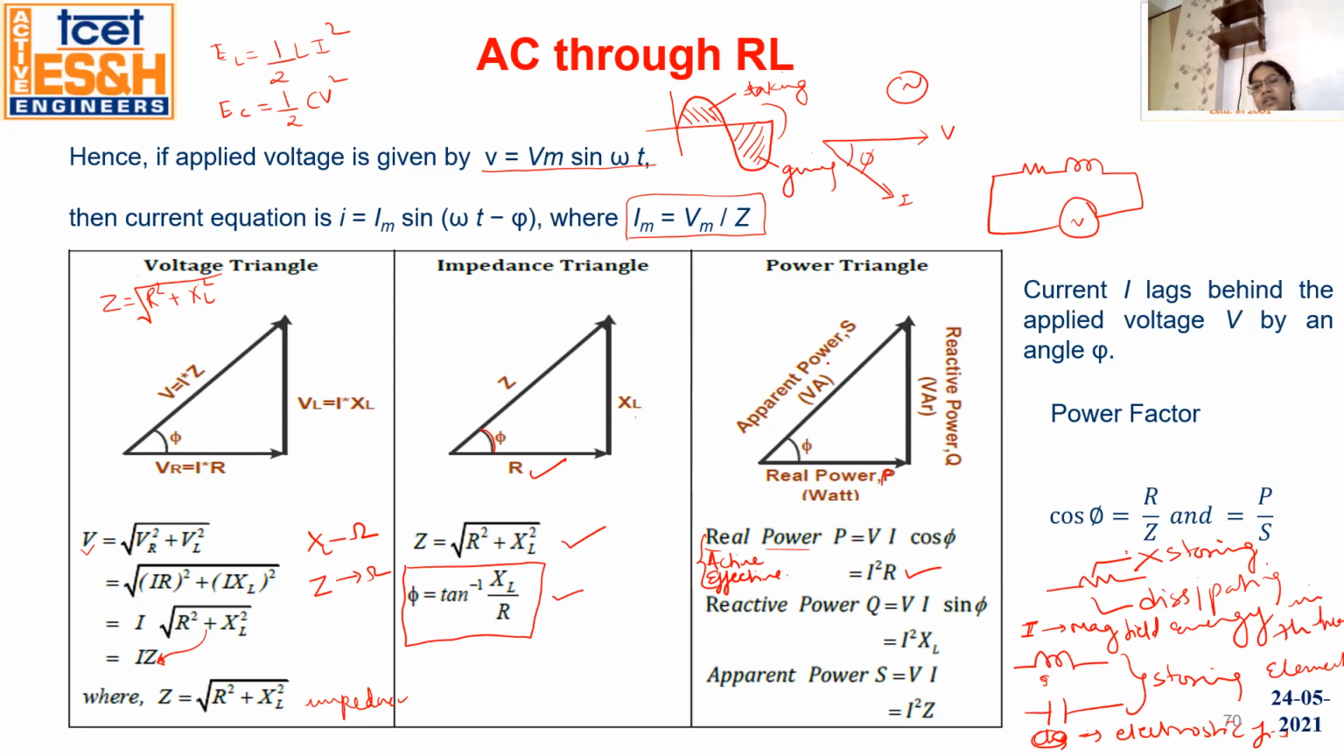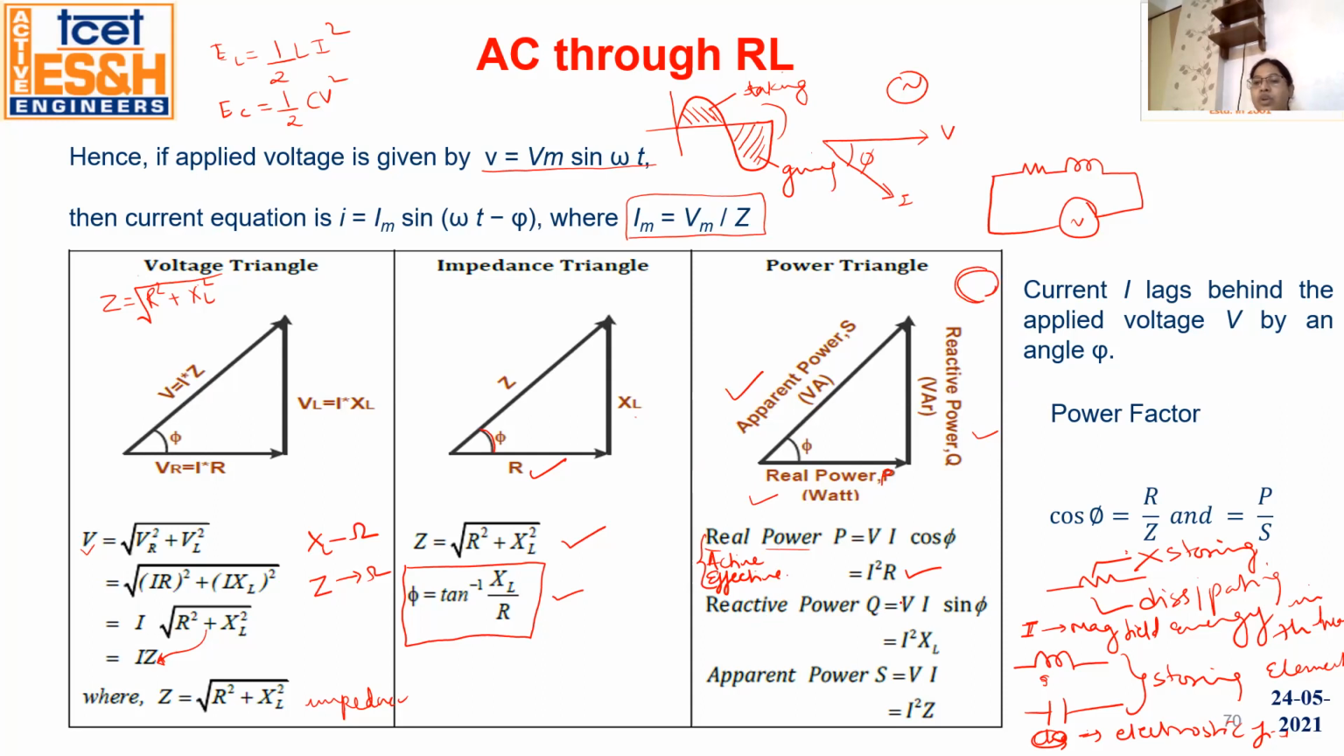And this is apparent power, the total power supplied to the circuit. The real power is the power which is actually consumed by the resistance, and the reactive power is the power which only circulates in the circuit. This reactive power does not do anything useful or fruitful in the circuit. It only rotates in the circuit. So this is reactive power.